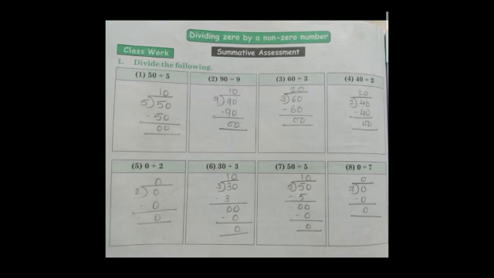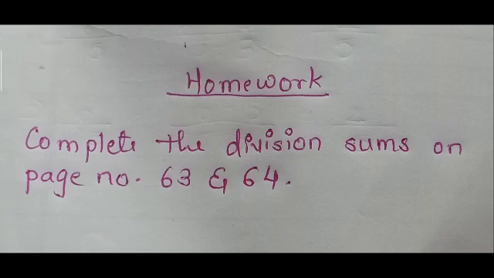So your today's homework is that you have to complete all these sums on page number 63 and 64. Okay. So students, today's homework is that you have to complete the division sums on page number 63 and 64 in your combined book number 2. On these 2 pages you have to complete your division sums, and all these sums I have explained in today's lecture. So everybody should complete your homework, and you have to send it to me on my personal number.